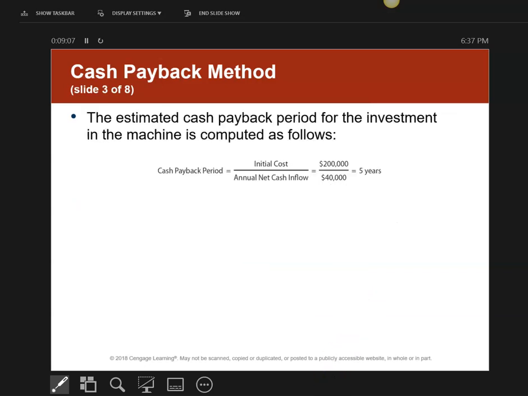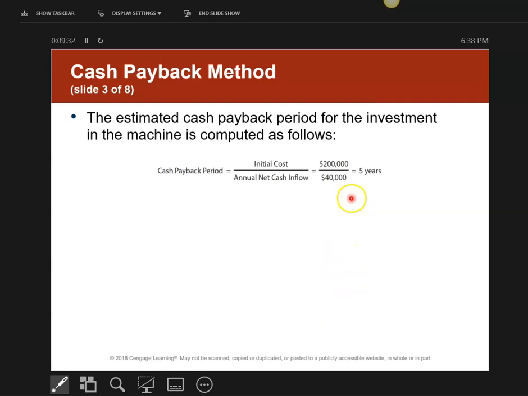So here's the formula. You drop in your numbers. 200,000 divided by 40,000 says, hey, in 5 years, I will get my money back. And that's what I want to know: how many years will it take for me to recoup the initial cost of the proposal? Obviously, the one with the shortest amount of years is going to be the one you want to choose.